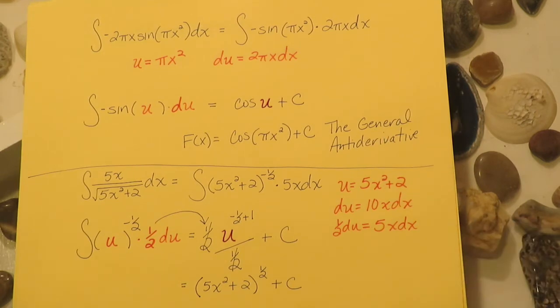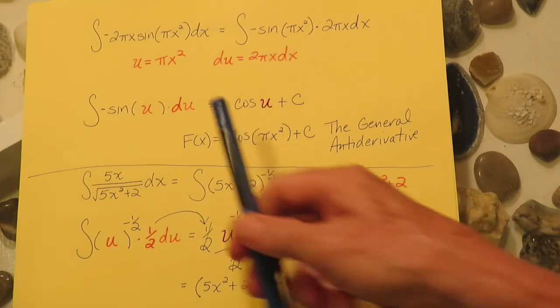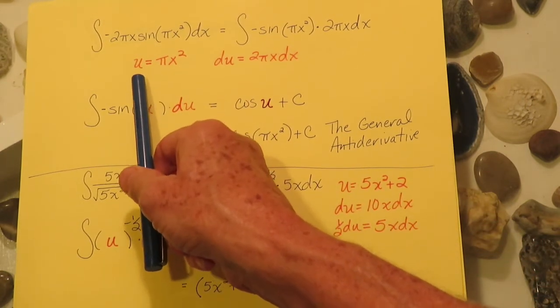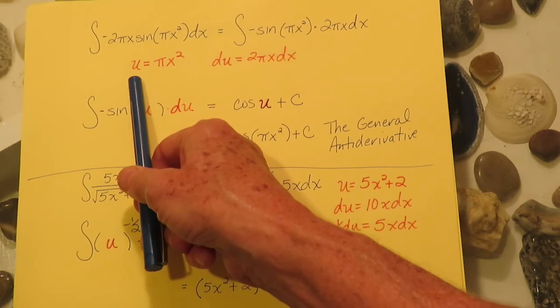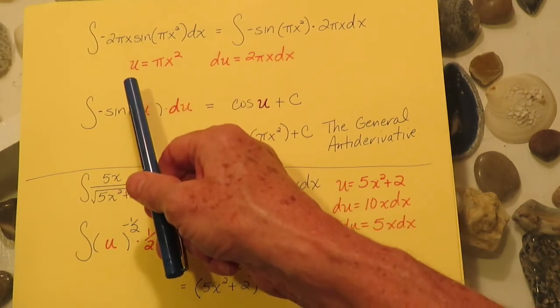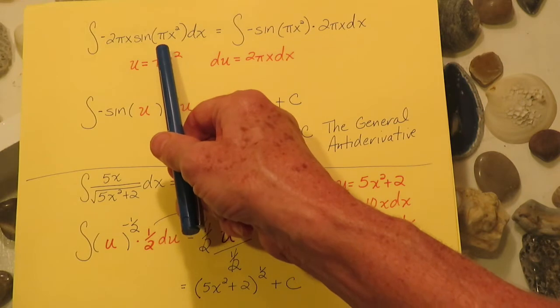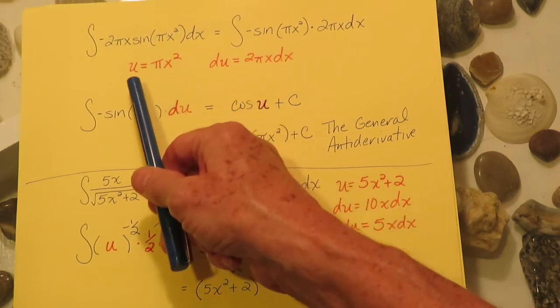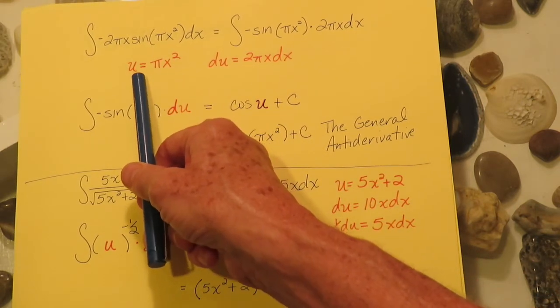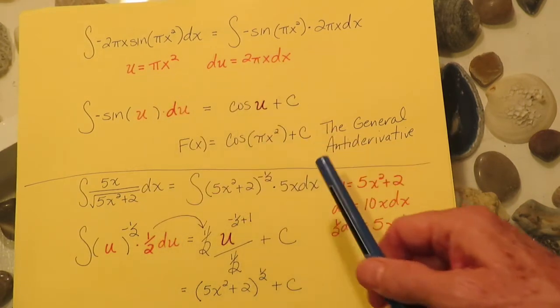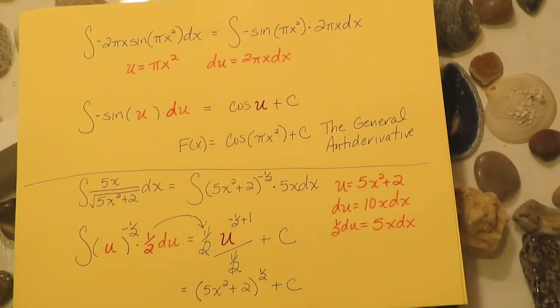When you notice that you have an inside function, a composed function, you're going to simplify by calling that inside function some variable. U is very commonly used. So I'm going to take pi x squared, the inside function, and I'm going to call it U. Then you want to find its derivative, because remember, you have a derivative. You are trying to find the antiderivative. So if u is pi x squared, du is 2 pi x dx.